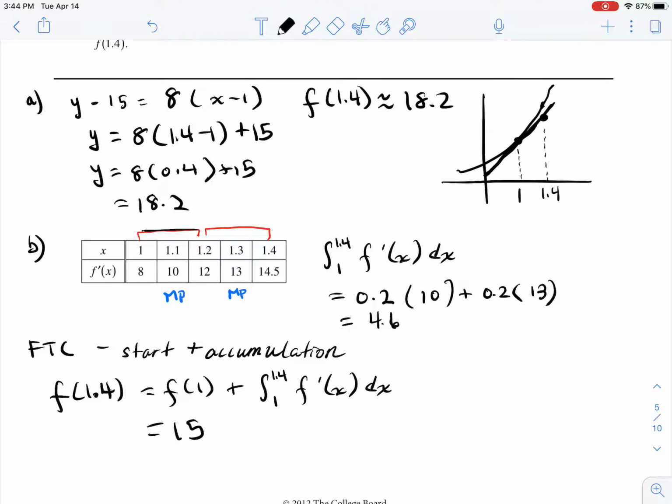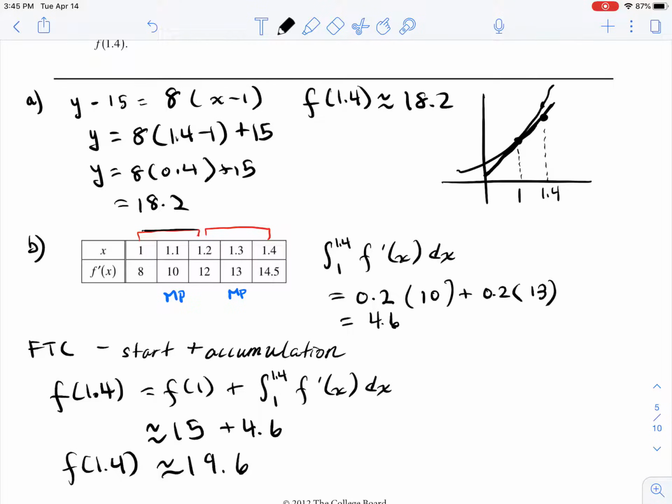And we just found the integral from 1 to 1.4. So that's 4.6. And I should be clear here. This is approximately, so we're saying f of 1.4 is approximately equal to 19.6 using both the midpoint Riemann sum and the fundamental theorem of calculus.